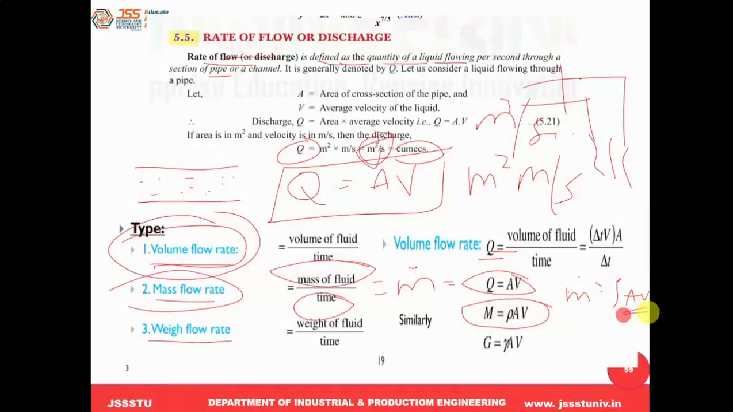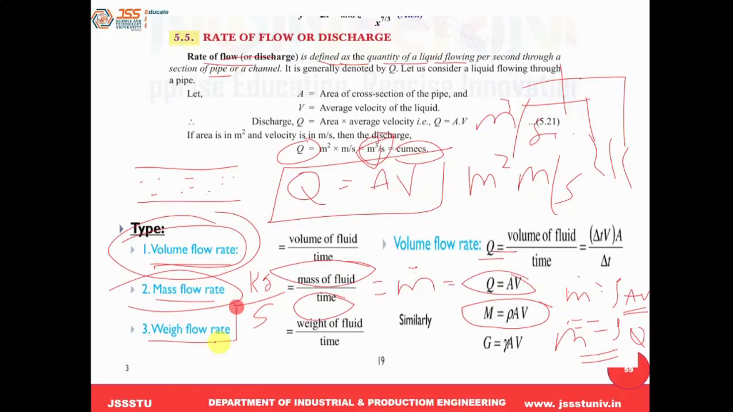What is A into V? We call it discharge. Therefore the relation between mass flow rate and volume flow rate is just rho. So mass flow rate equal to rho into Q. Now what is the unit of mass flow rate? Mass is in kg and time is in seconds, so kg per second.